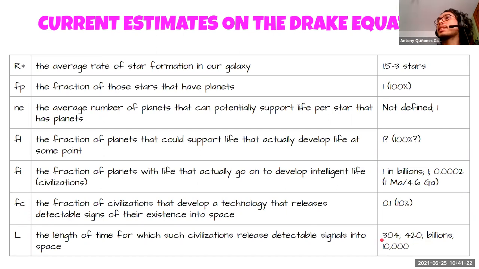And according to Pascal Lee, he's just based on the longest civilizations on Earth, which go from 3,000 to 5,000 years. So he said, okay, being optimistic, it could be 10,000 years. So these are the current estimates on the Drake equation.